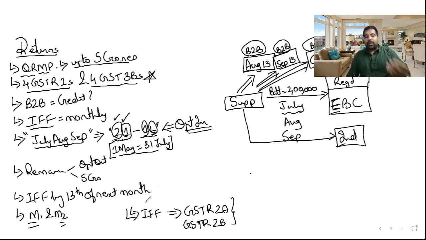So you opted in. When can you opt out? You can opt out whenever you want. After that, it will be monthly returns. And guys, if your turnover touches 5 crore, then from that month onwards you are automatically opted out of the scheme. IFF has to be filed by 13th of the next month.